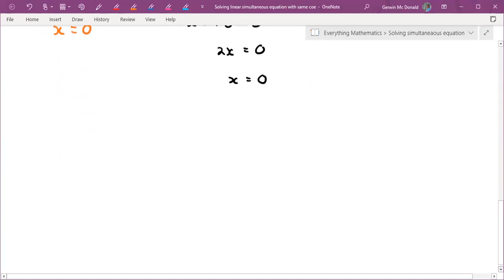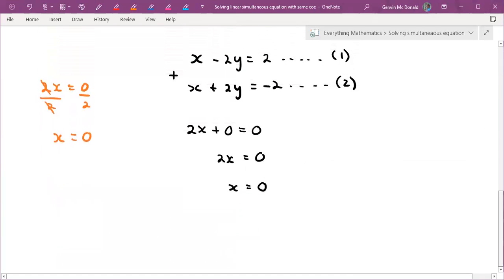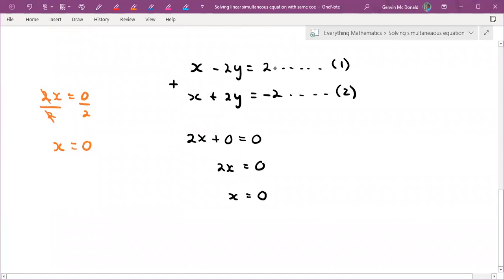And now that we know what x is, we simply substitute it into either equation. We could choose equation 1 or we could choose equation 2. Just now I chose equation 2, so let me choose equation 1 this time. So again, sub x equal to 0 into equation 1. Remember, it doesn't matter which equation you choose, it should both give you the same answer.